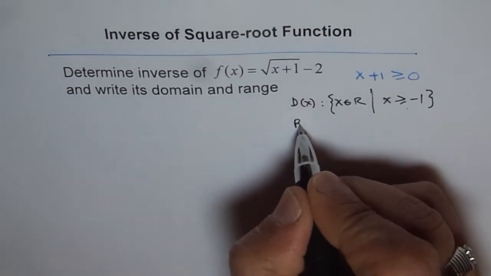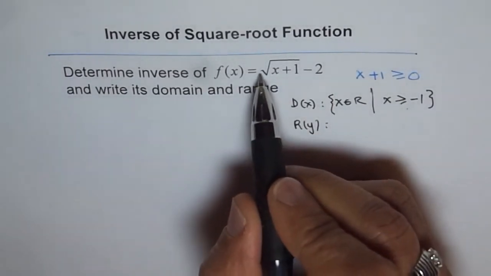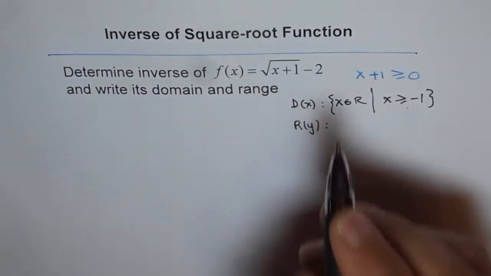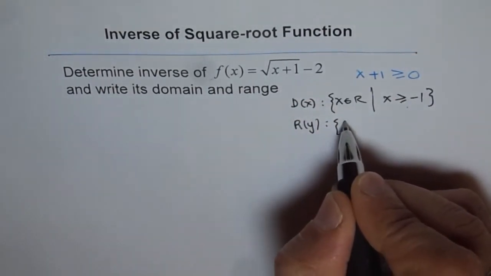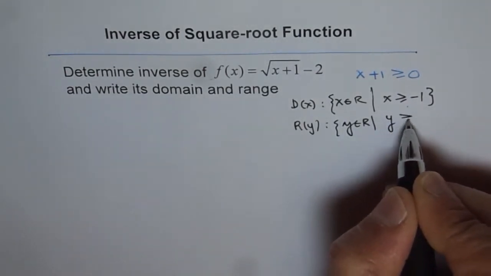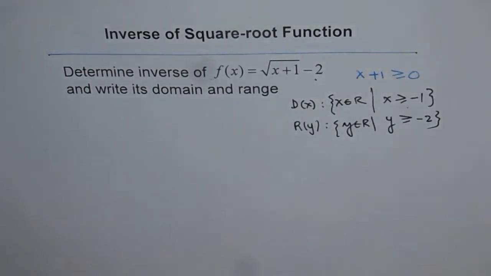The second part is finding the range. This is a square root function and it is not getting reflected anywhere, it's just getting moved 2 units down, and therefore the range is y belongs to real numbers, so that y is greater than or equal to minus 2, right? So you have the domain and range of your function.